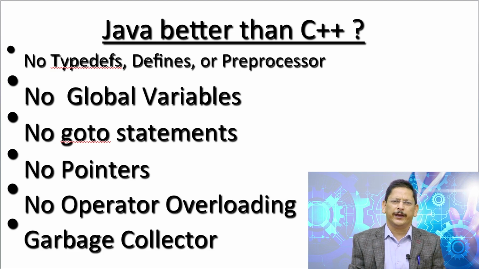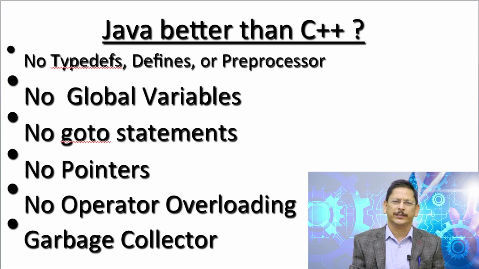And in the Java programming language, its feature is automatic garbage collection. So this is one of the biggest features of Java. So these are the features which make Java more advanced than the C++ programming language.